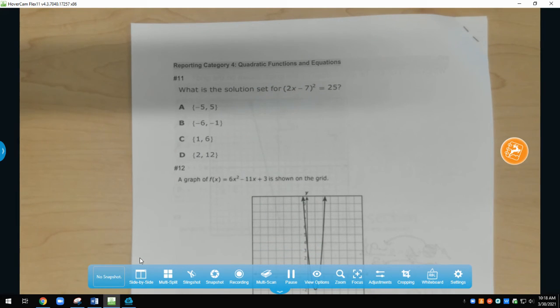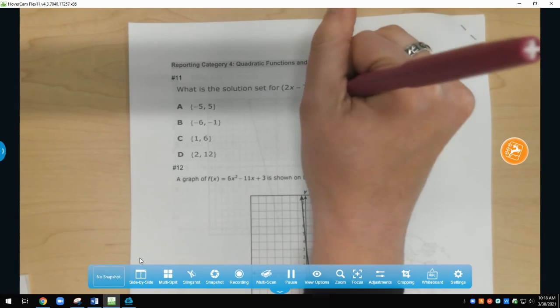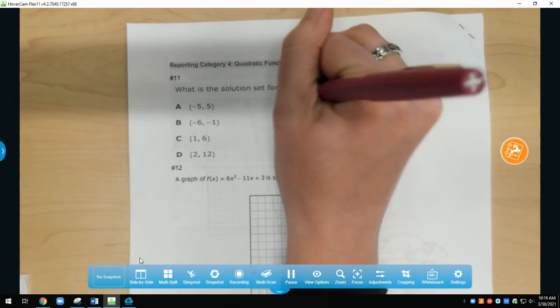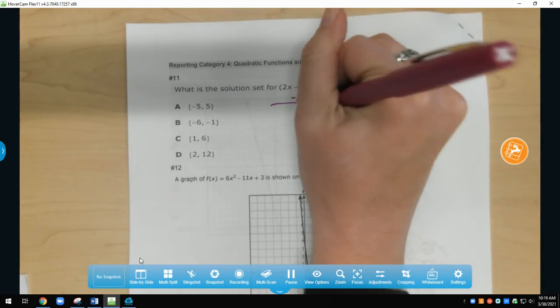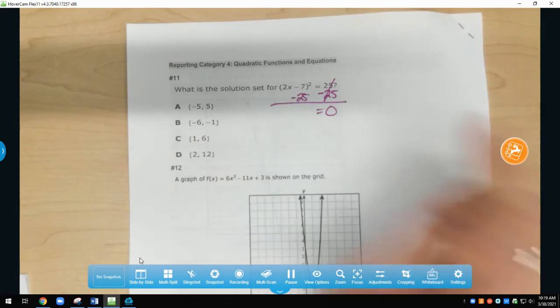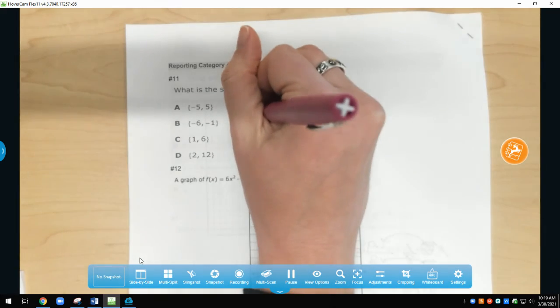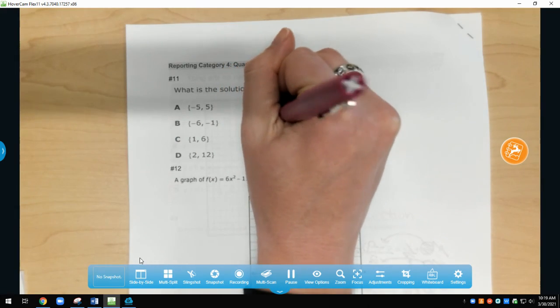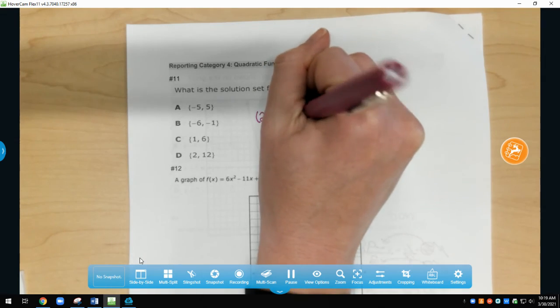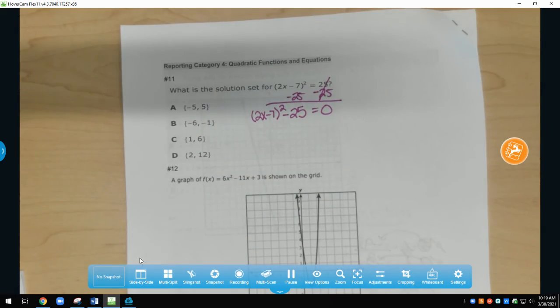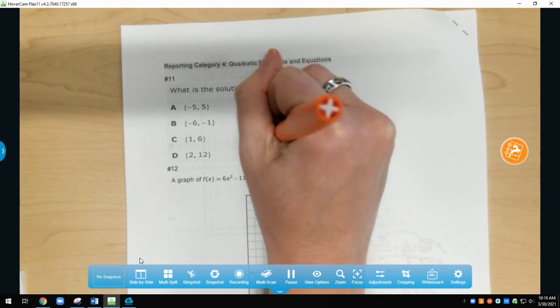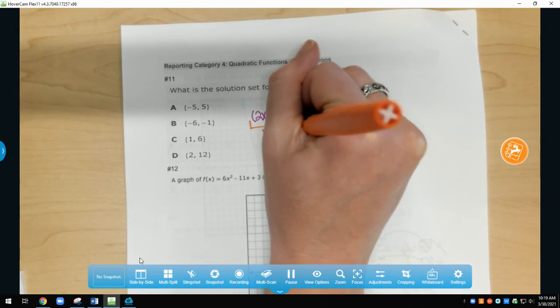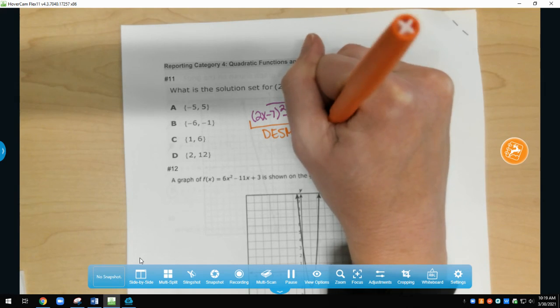Okay, what is the solution set? Remember for this, we need it to equal 0. So I need to move the 25. Because all of this is in parentheses, I can't add anything in there. So we're going to have 2x minus 7 squared minus 25. And then this is what I'm going to put in Desmos. And I'm going to change the 0 to a y.